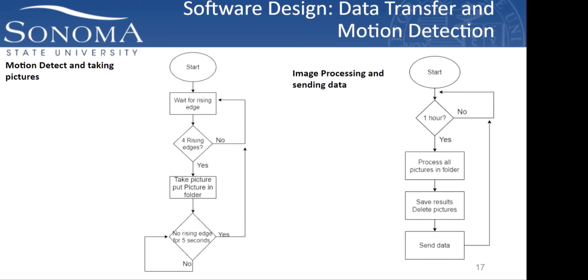On the right, we have another program. This is for our image processing and sending data. This is running in parallel with the other software as well. Here we wait an hour, and once an hour has elapsed, we process all pictures in the folder, we save the results to a text file, then we delete all pictures, and then we send the data using LoRa.